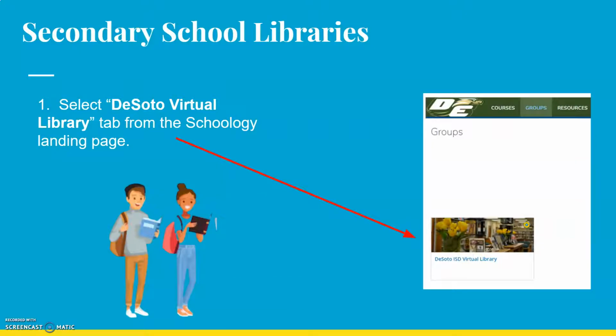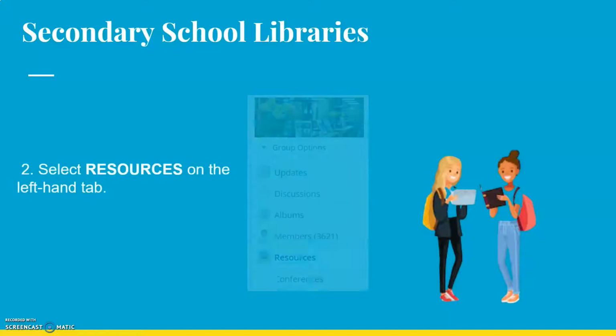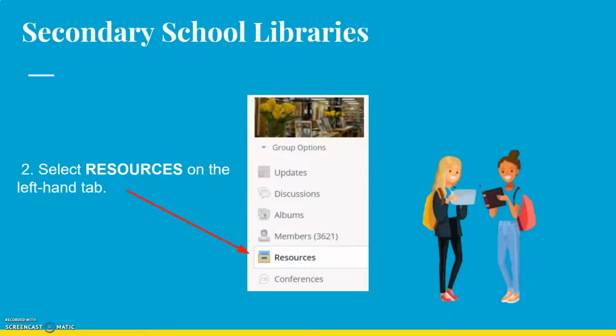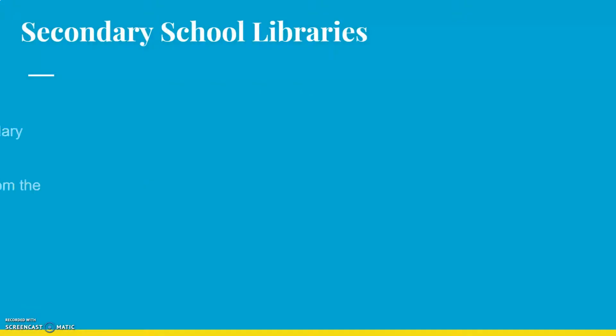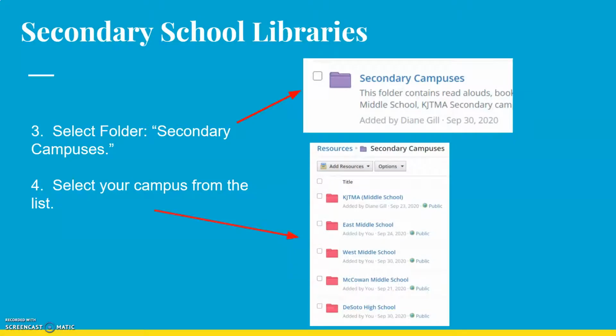Next, you'll select the DeSoto ISD Virtual Library image on the Schoology landing page. Then, select Resources on the left-hand tab. Select Secondary Campuses. The folder will open with a list of all the secondary campuses. Select your campus from the list.